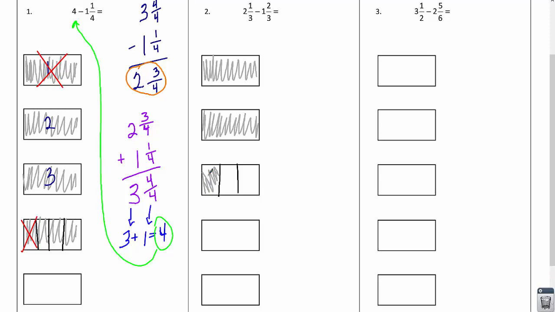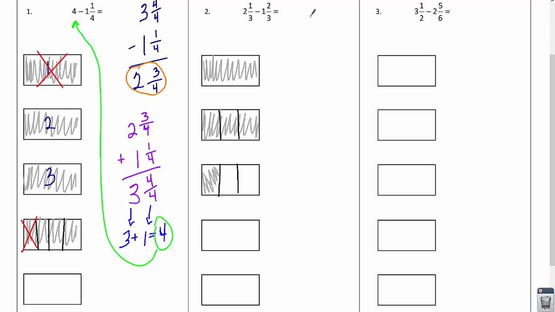Now, my problem is I'm trying to take away 1 and 2/3. I don't have enough thirds. So what I'm going to need to do is take another box here and divide it into thirds. Let me get a darker color there. So I still have 2 and 1/3, but I've rewritten it. I've given it a different name. This is called renaming.